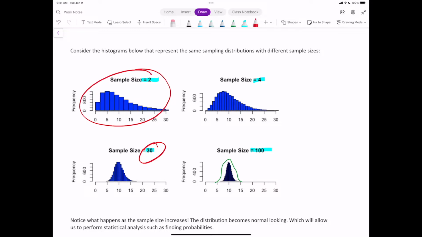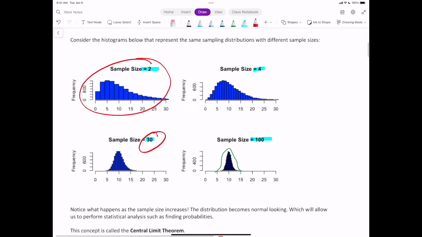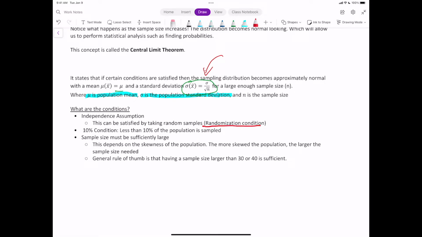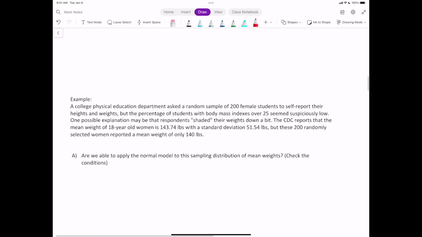So the more skewed you are, the larger your sample size needs to be in order to see that normal distribution. However, if you start off with a distribution that's not as skewed, then it will take a smaller sample size to get you to a normal distribution. But the general rule of thumb is that a sample size larger than 30 or 40 is usually sufficient. So that's a quick rundown of the central limit theorem. If these conditions are met, then we say we have a normal model where the mean is equal to mu and the standard deviation is sigma divided by the square root of n. That's what this is. All right, let's get into some applications of the central limit theorem.